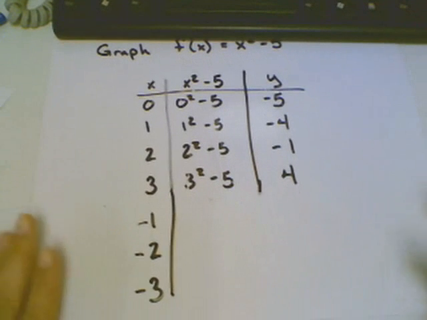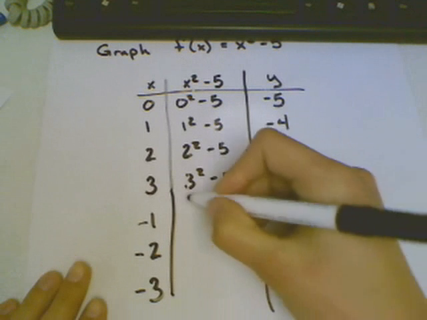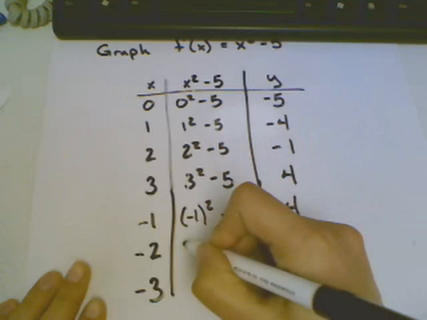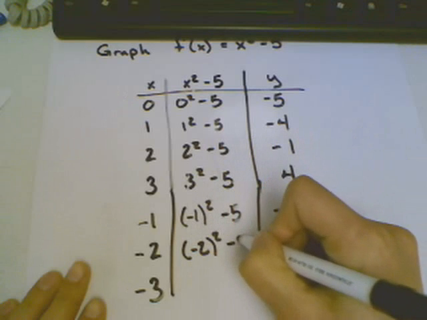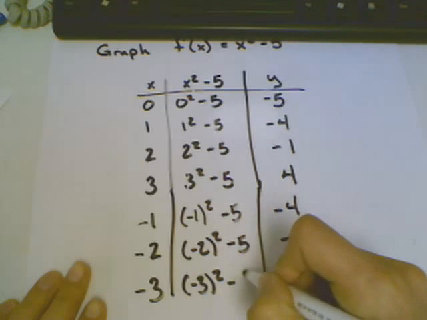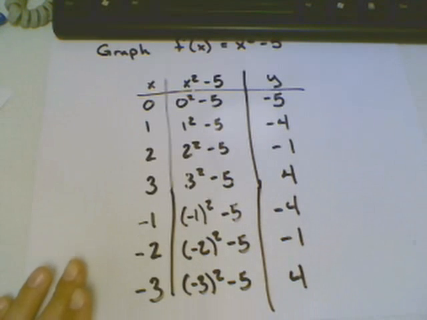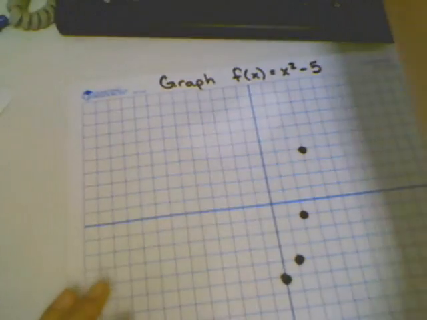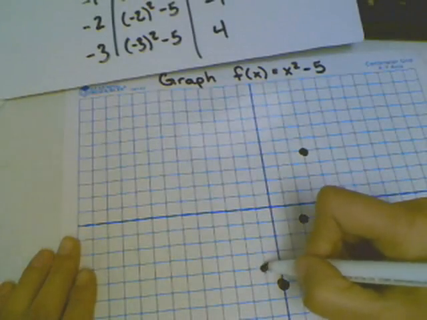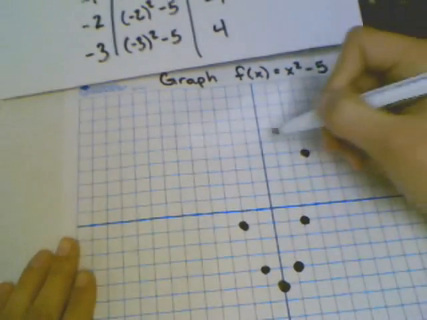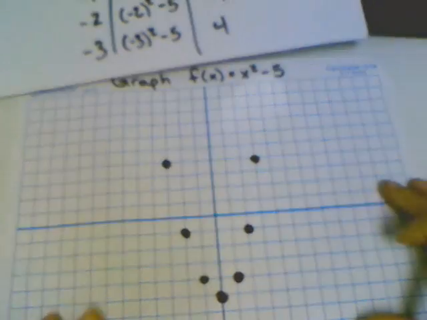So I'm going to plug in negative 1, negative 2, and negative 3 into my equation. Negative 1 squared minus 5 will be negative 4. Negative 2 squared minus 5 will be negative 1. And negative 3 squared minus 5 is going to be positive 4. Let's take those new values and plot those on the graph. So when I plugged in negative 1, I got negative 4 out. When I plugged in negative 2, I got negative 1 out. And negative 3, 4 is the last one.